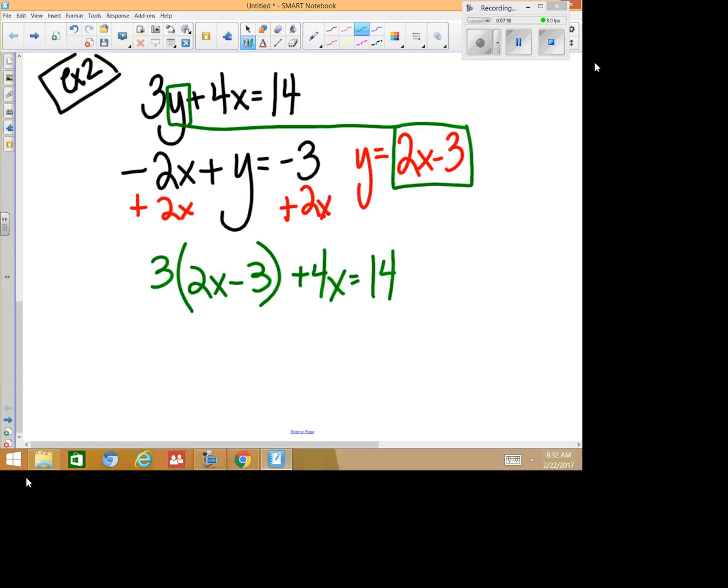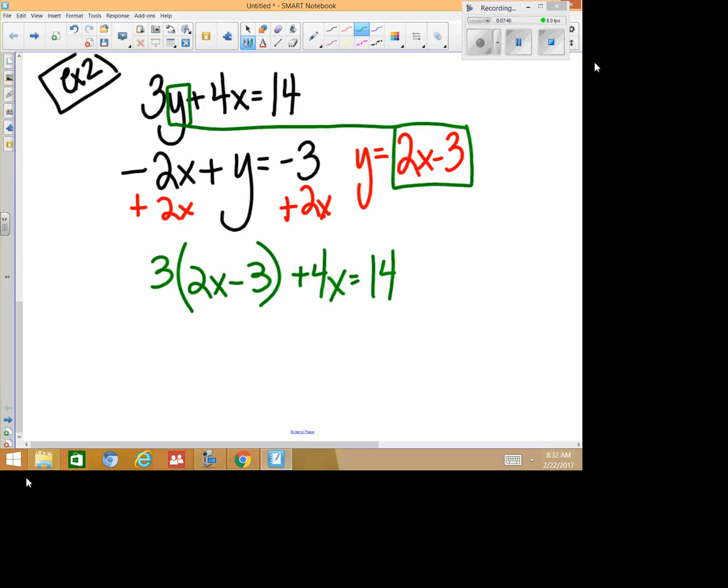You see what I did? I got the Y all by itself. I got one letter, one variable all by itself. Then I took what it equaled and I stuck it into the other equation. You can't stick it back into itself. That won't work. It's got to go back into the other one. You have to make them work together.